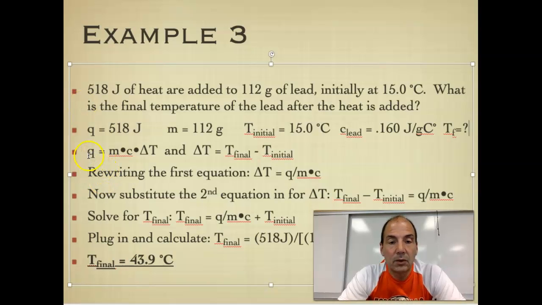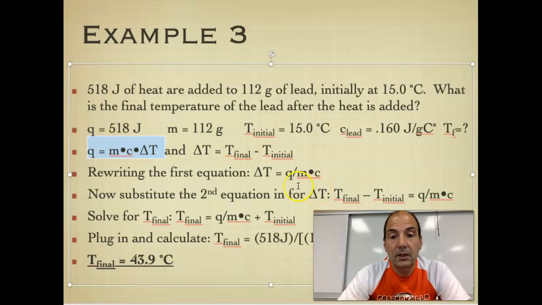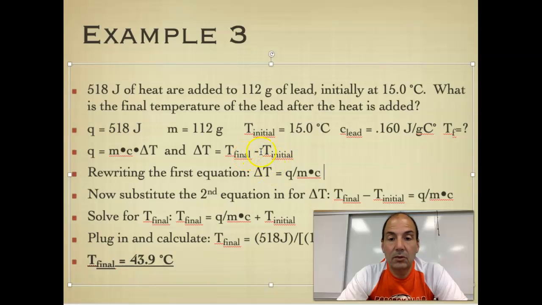Now I'm actually going to start with Q equals MC delta T and solve it for delta T. Delta T would equal Q divided by M times C. Now I also know that delta T is T final minus T initial, so I could substitute it in. So I have T final minus T initial equals Q divided by M times C. To solve for T final, I add T initial to the other side. So T final equals Q divided by M times C plus T initial.